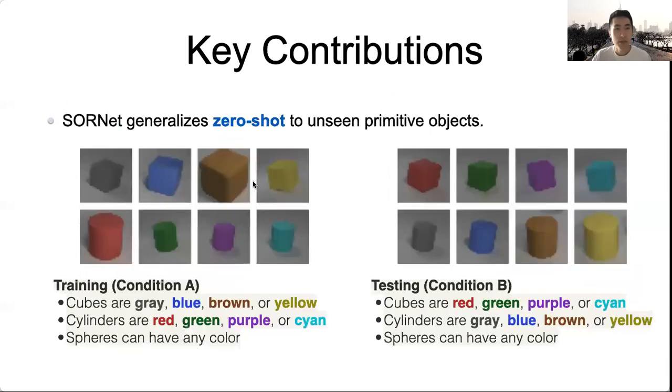Second, SORNet does not require any retraining or fine-tuning when applied to novel objects. Here, we show a subset of the different objects from the training and testing split of the Clever Cogent dataset. Trained only with objects from condition A, SORNet is able to figure out spatial relationships among the objects from condition B with no fine-tuning.